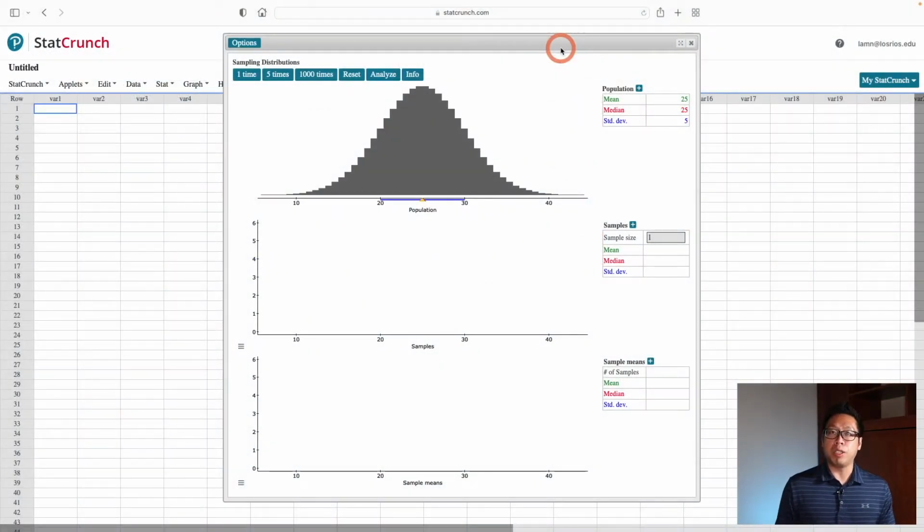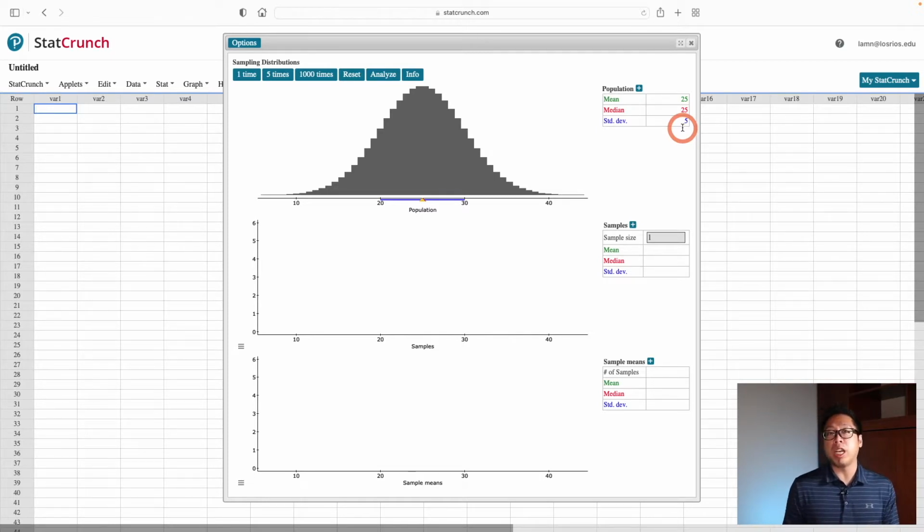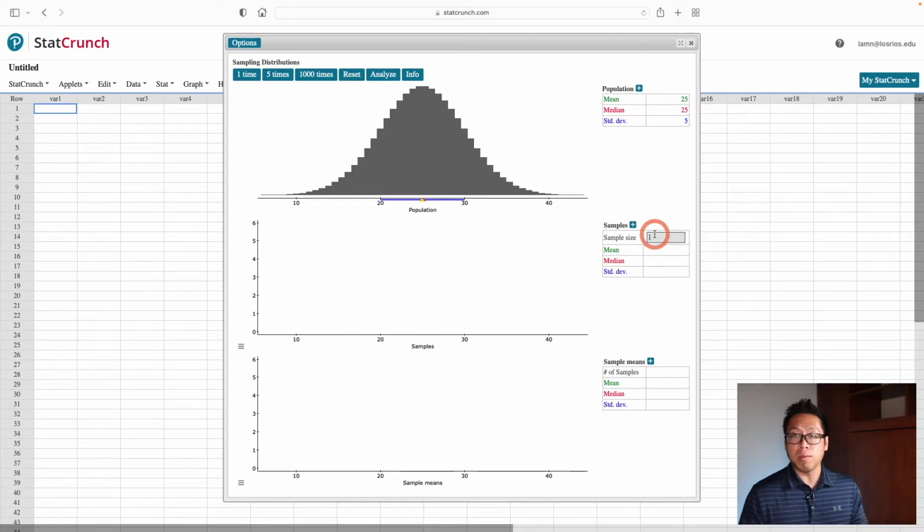Let me show you a demonstration. The picture at the top here represents the distribution of the population. The mean of the population is 25, standard deviation is 5. Don't worry about the median. And what I want to talk about here is what happens when I change the sample size. In other words, what happens when I change the number of people that I pick for my sample. So we're going to start off with a sample size of 1, so picking one person.